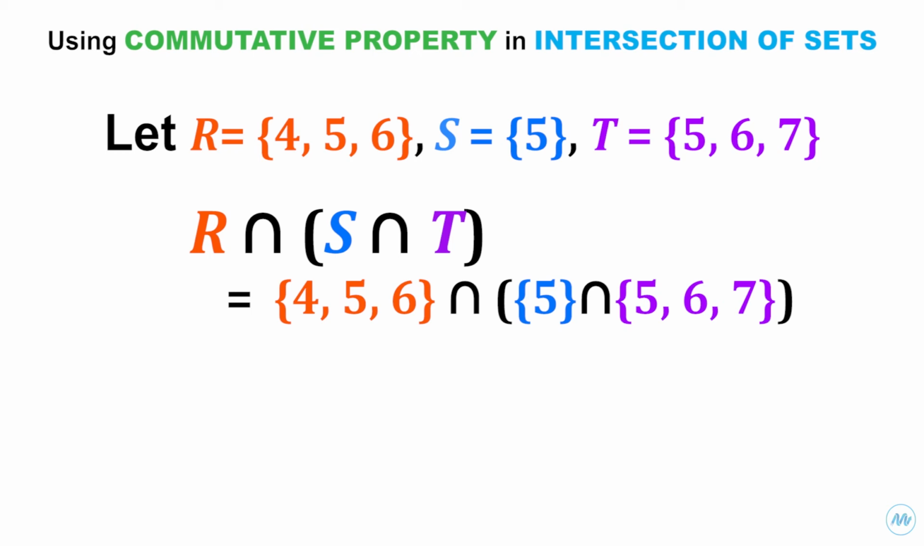First, we take the intersection of sets S and T. Then, we take the intersection of R with the result of S intersection T. Thus, R intersection (S intersection T) is the set whose element is 5.